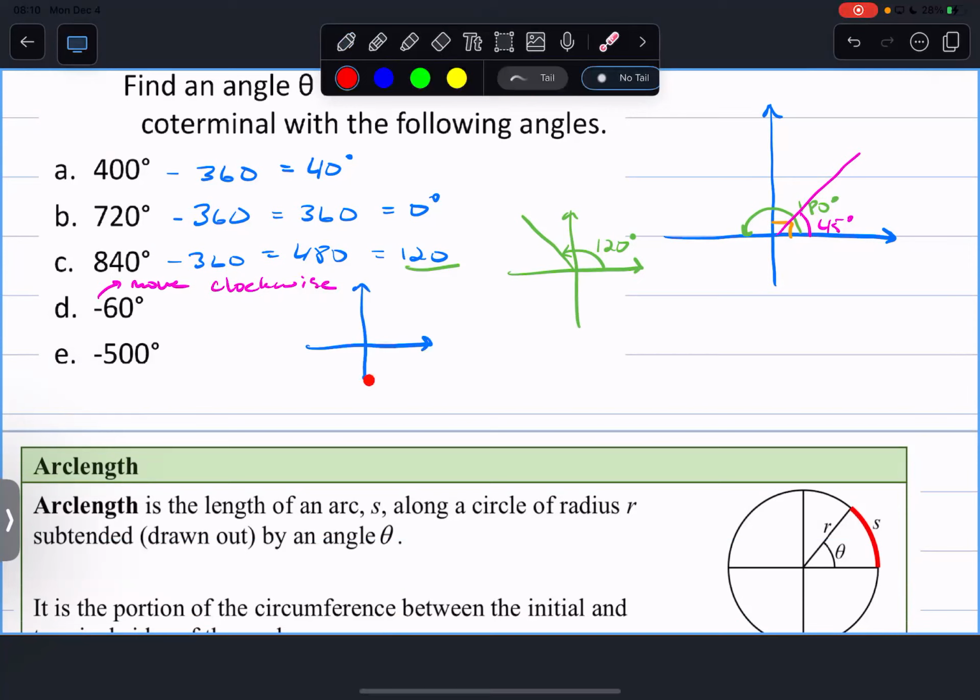So I want to go clockwise 60 degrees, same thing. I know that once I hit the negative y-axis, I've hit 90 degrees. So it's something less than that. Let's put it here. Negative 60 degrees, making the coterminal angle 300 degrees.